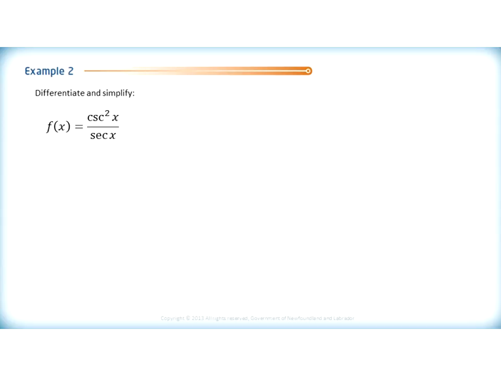So it looks like we're going to have a quotient rule here. Now I could try to rewrite these in terms of sine and cosine, but let's attack it as it is. So a quotient rule, I'm going to start with f prime of x. Quotient rule, remember, is derivative of numerator times denominator minus derivative of denominator times numerator all over denominator squared. Okay, so let's start this one off.